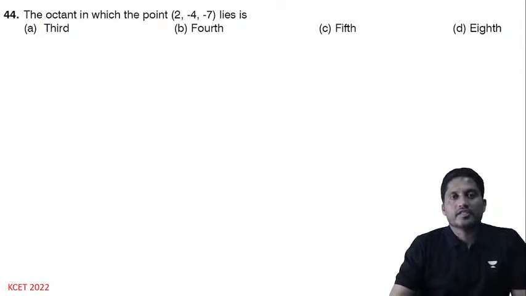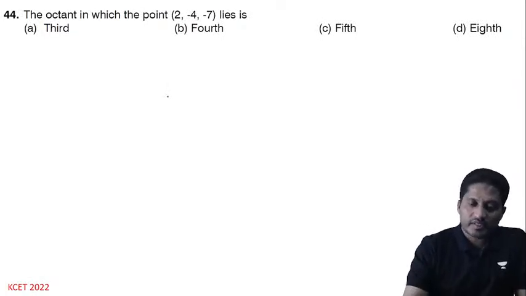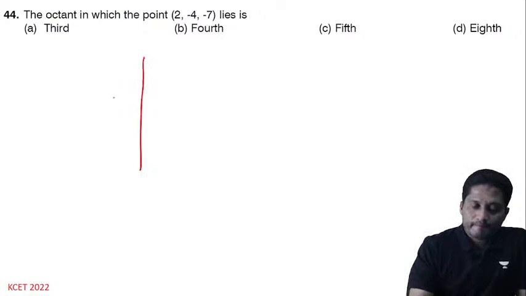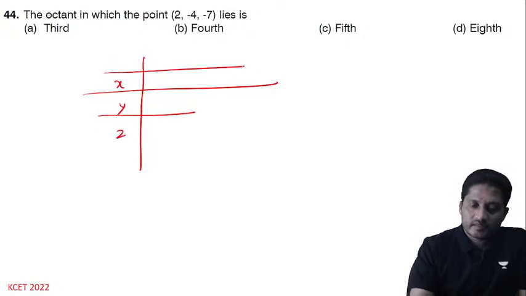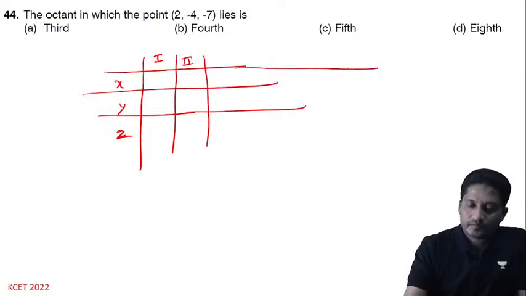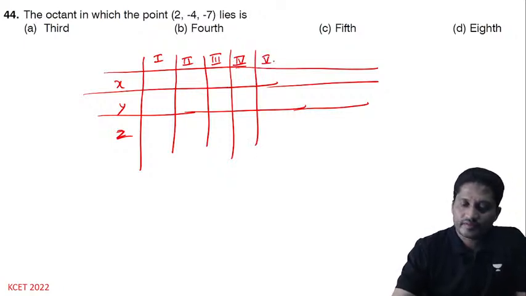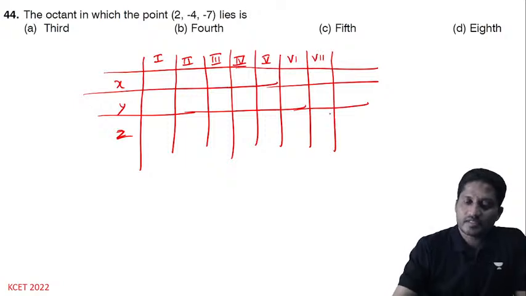The octants in which the point lie. 2020 also there was a similar question. Okay, so this is X, this is Y, this is Z. Alright, first octant, this is second, this will be third, this will be fourth, and then you get fifth, this is sixth, seventh, this is eighth.